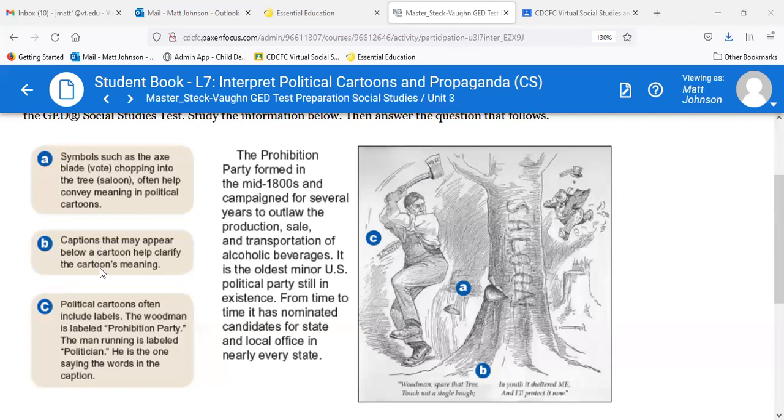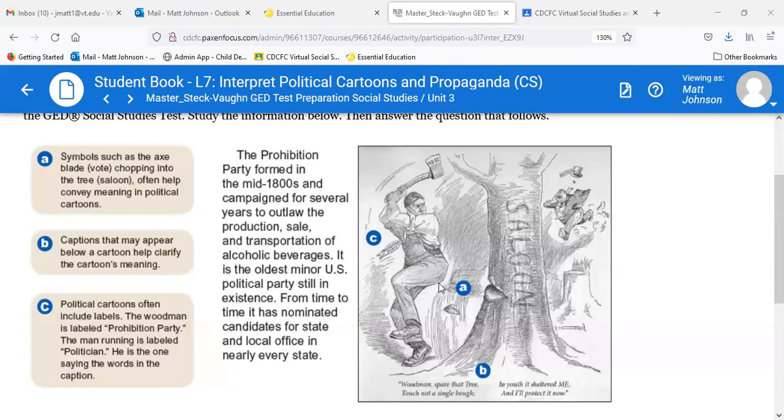They're going to destroy the saloons. And so C, our text box here says political cartoons often include labels. That's what we're talking about, to help you identify the people or the idea that's in the cartoon. So the woodman is labeled Prohibition Party. That's that little tag right here that's kind of hard to see. So that says Prohibition Party.